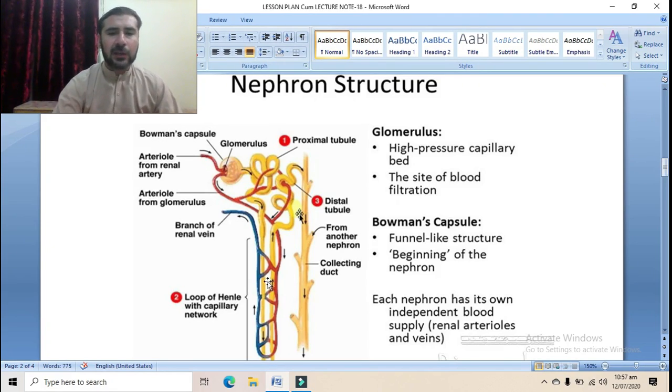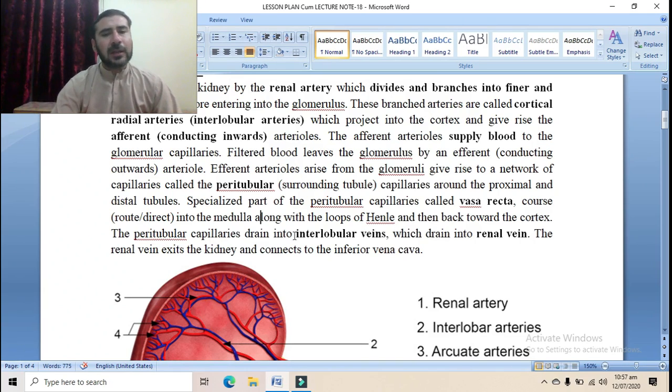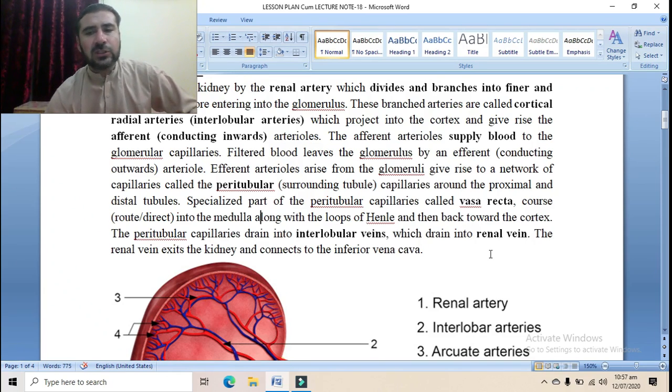And here the reabsorption of water takes place from this yellow loop of Henle into this vasa recta, the specialized area of the peritubular capillaries. The peritubular capillaries drain into the interlobular veins, which drain into the renal vein. The renal vein exits the kidney and connects to the inferior vena cava.